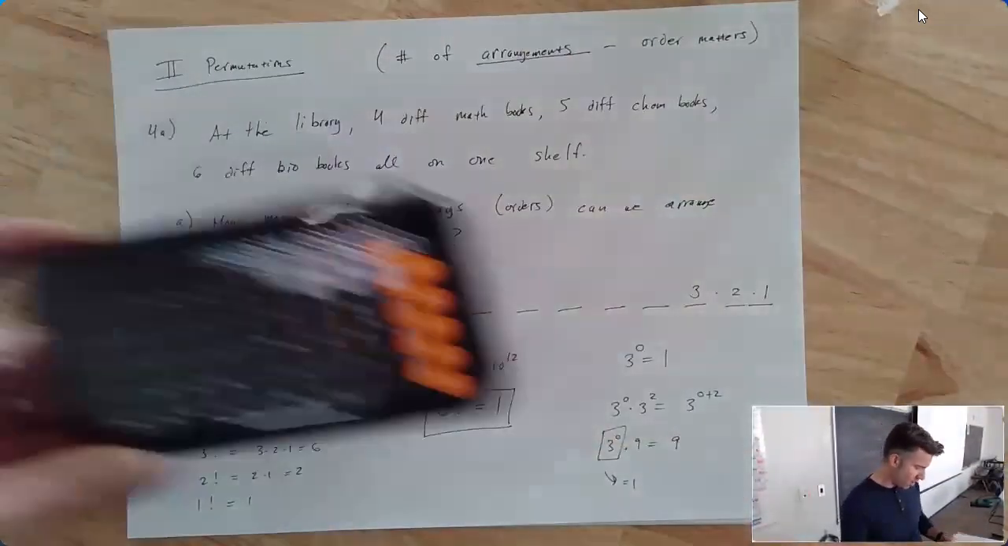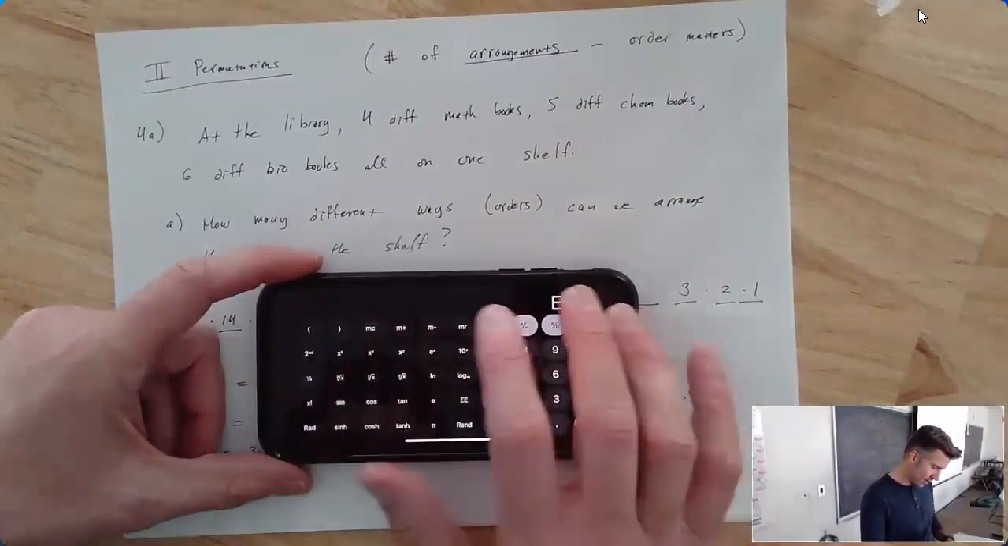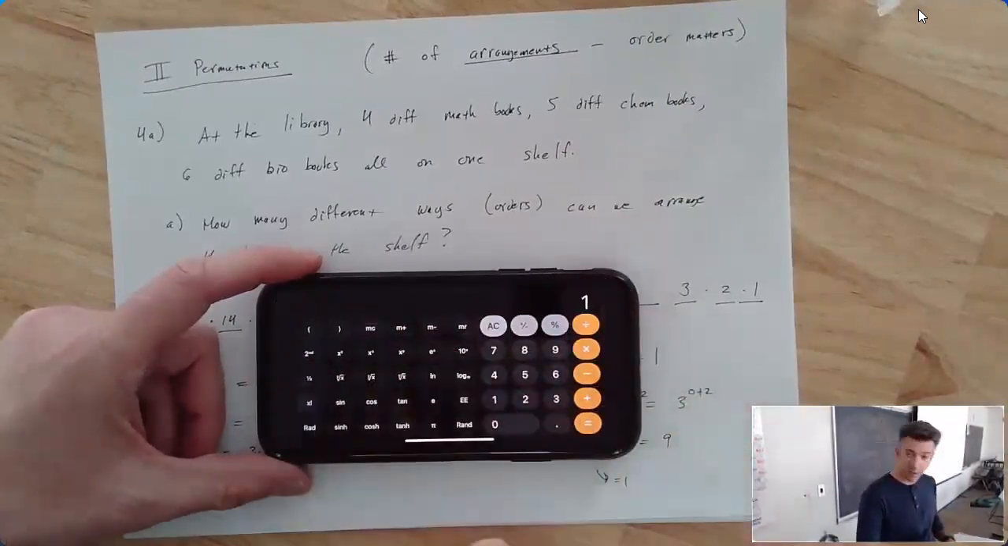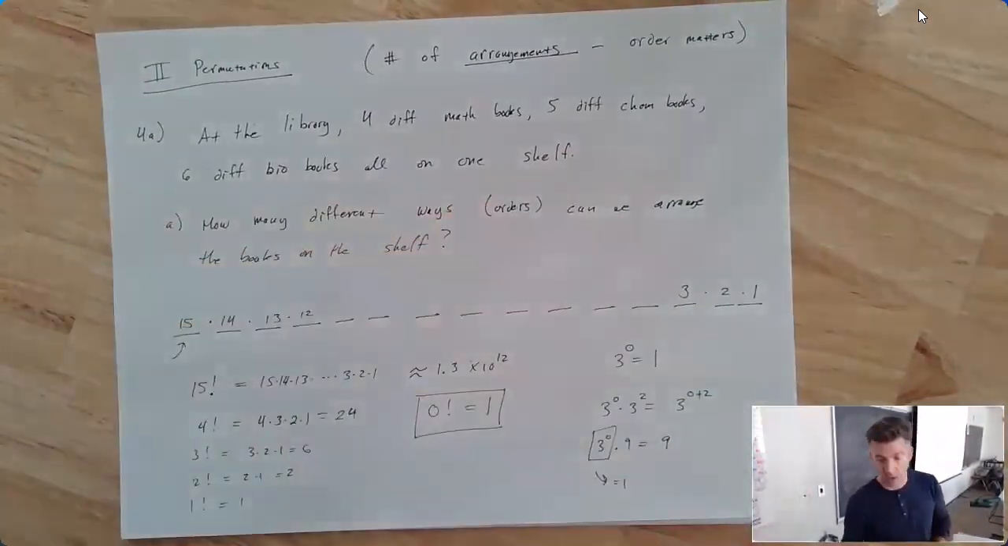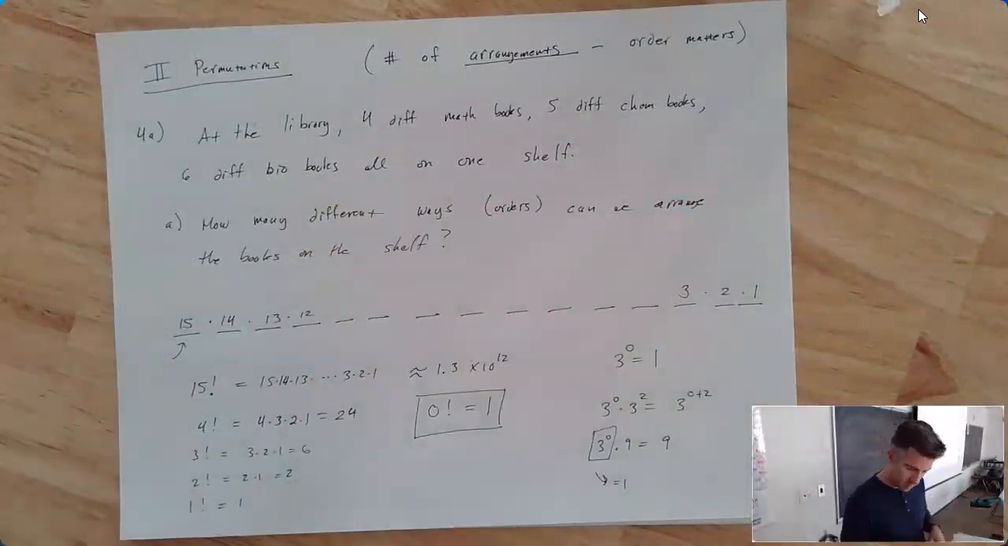There's something else I want to say. Oh, let's just double check. Let's see if we do 0 factorial. Oops, that's not the right thing. 0 factorial. Yep, gives us 1, as it should. So factorials are just a convenient way of writing a lot of multiplication.